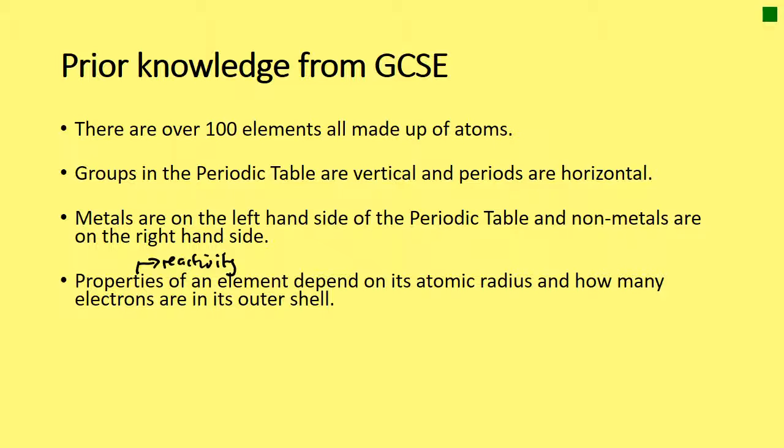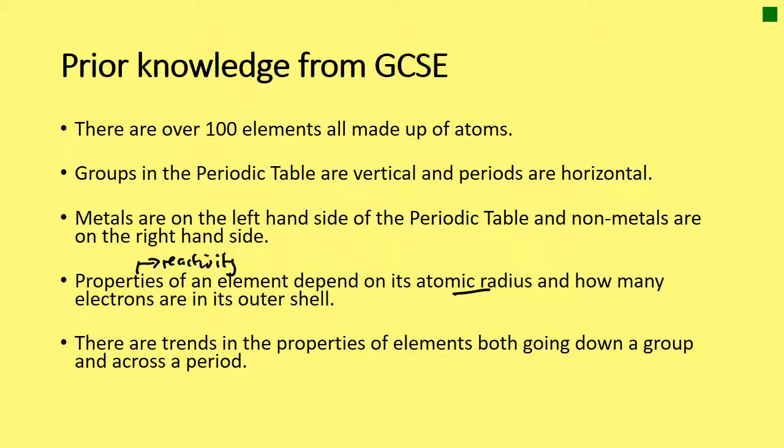So a property such as reactivity, for example, depends on its atomic radius, because atomic radius influences how much attraction there is between the nucleus, which is positive, and the electrons, which are negative. How many electrons are in the outer shell also influences the properties. If you've got not many, then the element tends to want to get rid of those electrons. If you've got a nearly full outer shell, then the element wants to quite aggressively fill up that outer shell. But if it's full, of course, then it's not reactive at all.